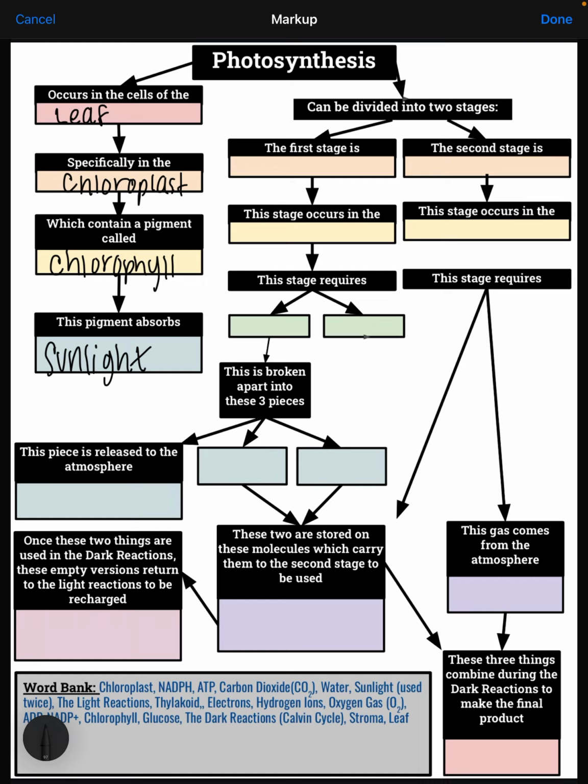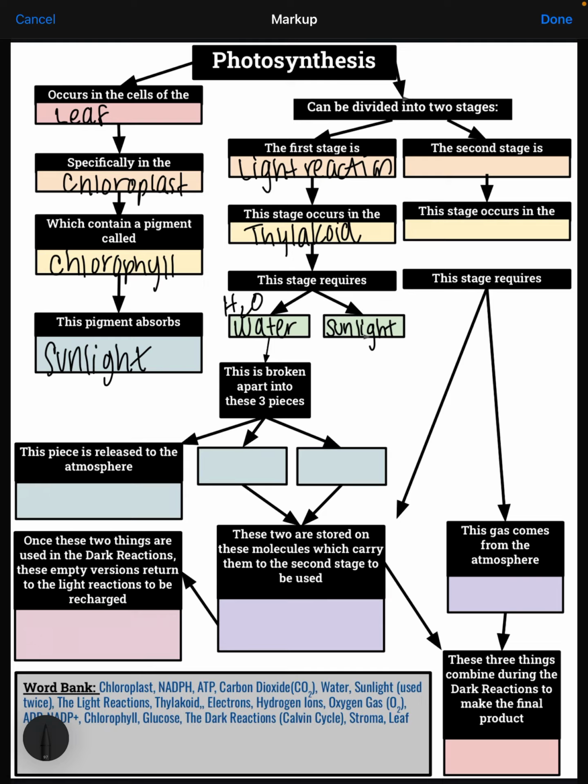So the first stage of photosynthesis is called the light reaction. And this light reaction occurs in the thylakoid. This stage requires two very specific things. It requires sunlight, that energy source for all living things. And it also requires water, or H2O.